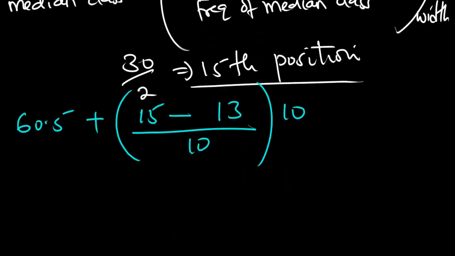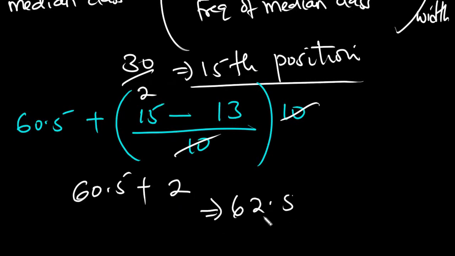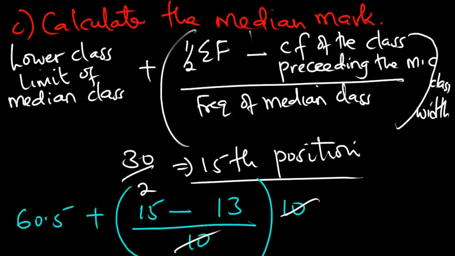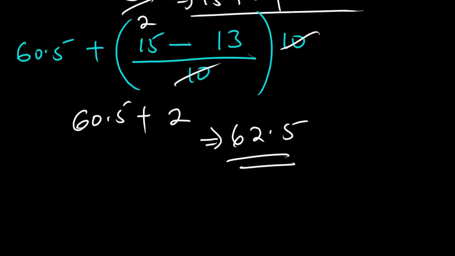So we can simplify this. The 10 and 10 cancel out, and 15 minus 13 is 2. In short, we have 60.5 plus 2, which is 62.5. And that is the median mark. That is the formula that we use to get the median mark.